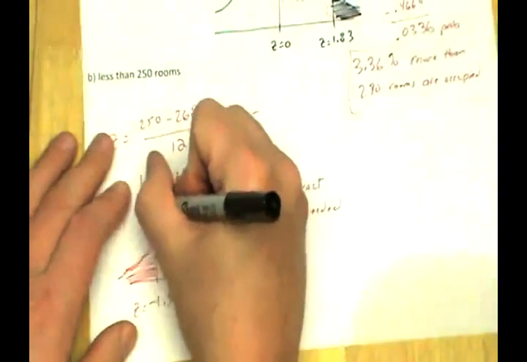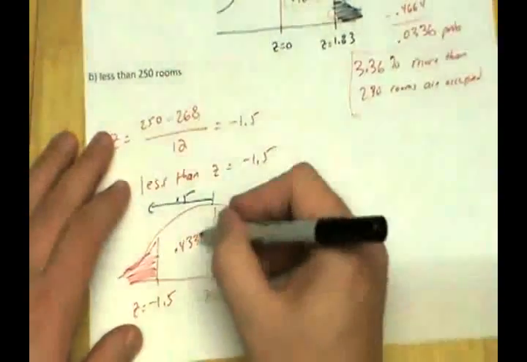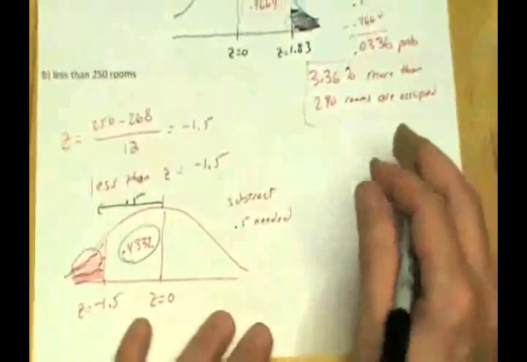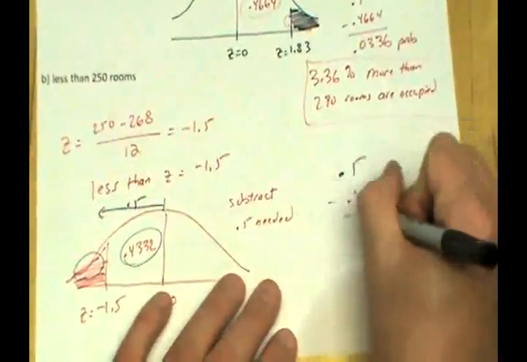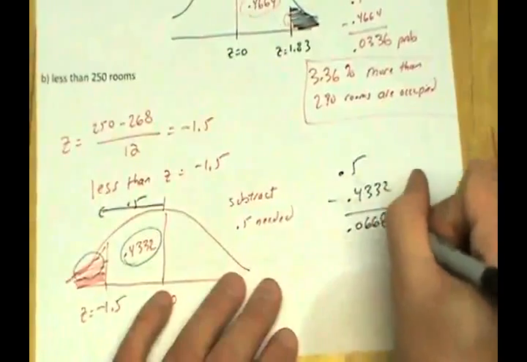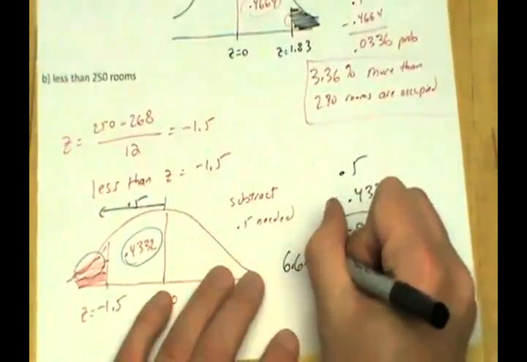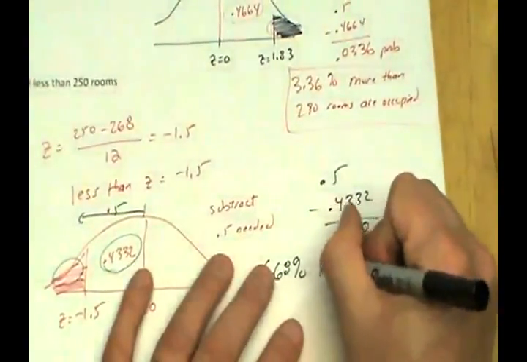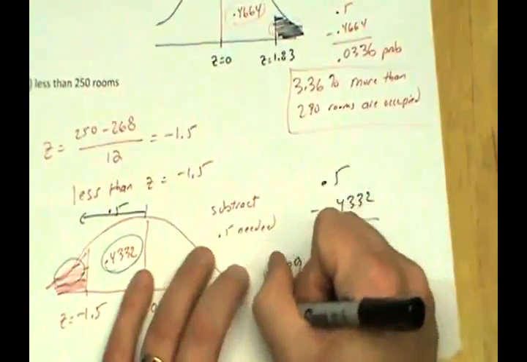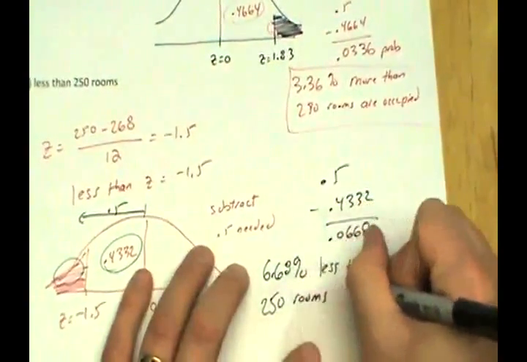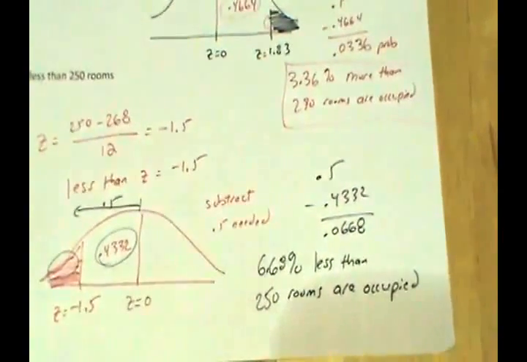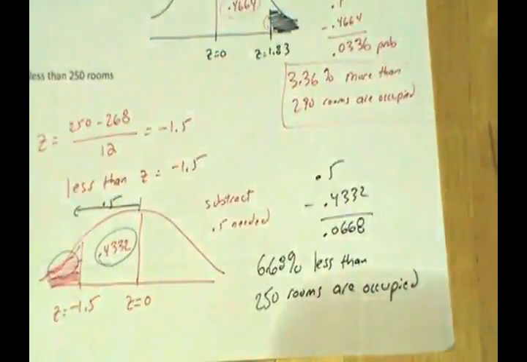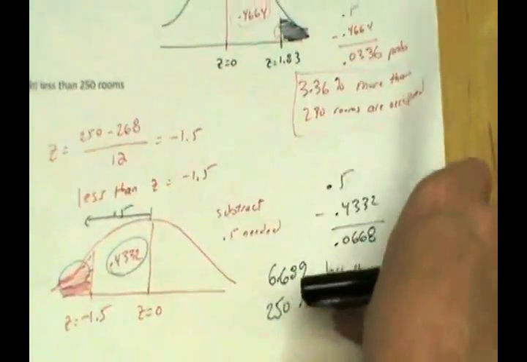The mean all the way over to the left is half the chart. This and this is half. So if we take half right here and we take away the 4332, 0.0668, 6.68% of the time, less than 250 rooms are occupied in the hotel. Okay, let's keep going.